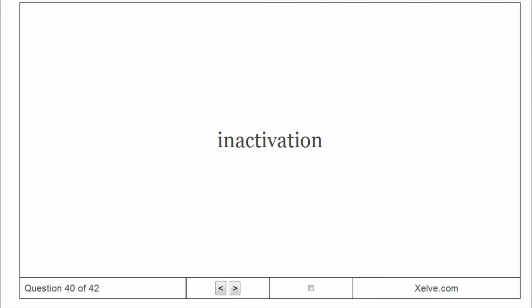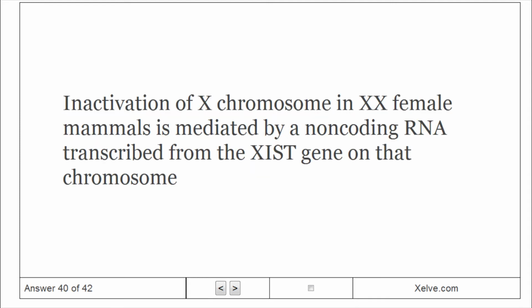Inactivation. Inactivation of the X chromosome in XX female mammals is mediated by a non-coding RNA transcribed from the Xist gene on that chromosome.